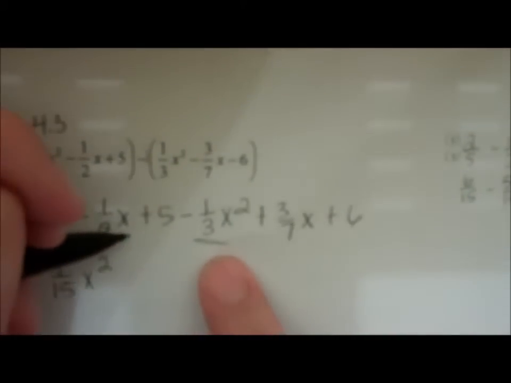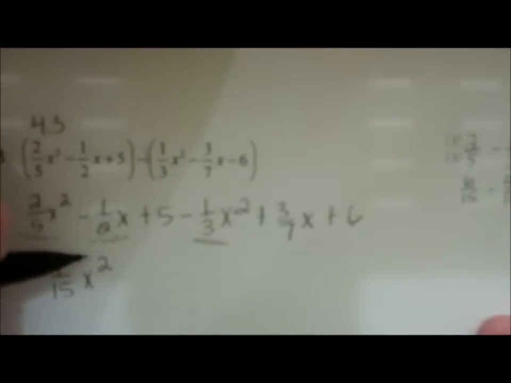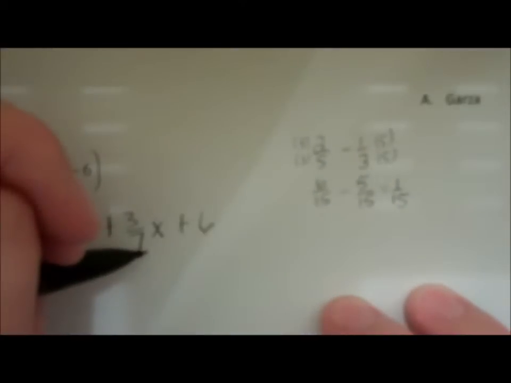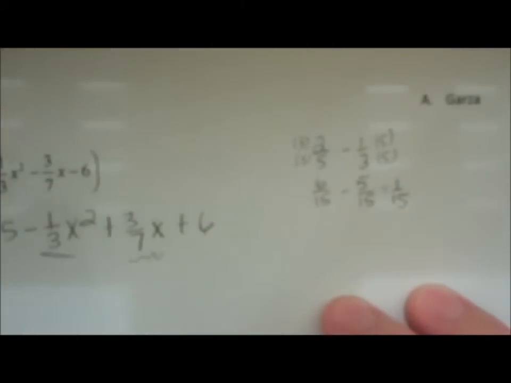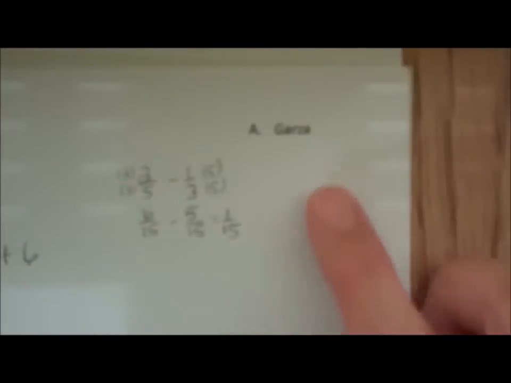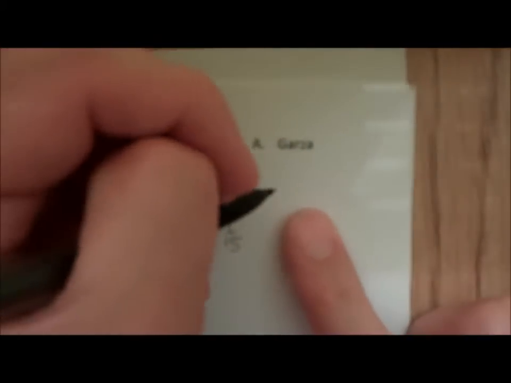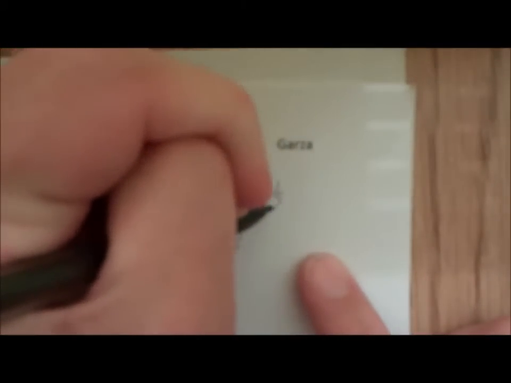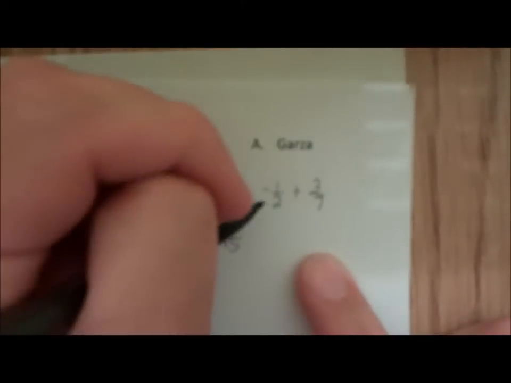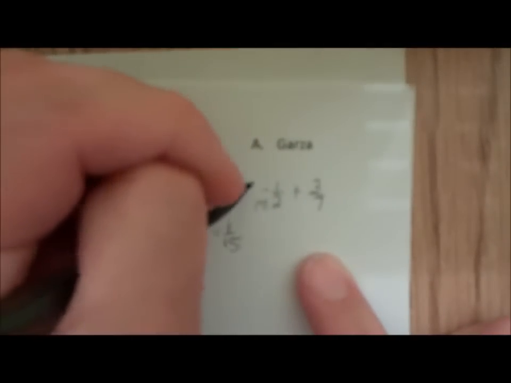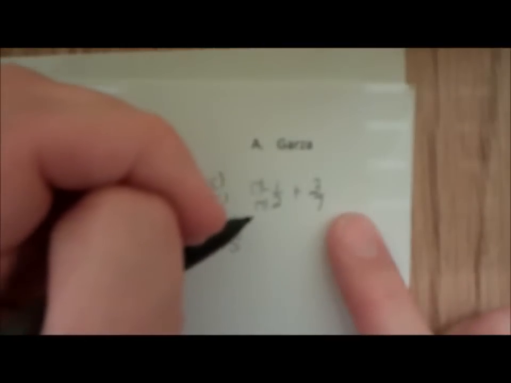Now I'm going to go back. Here's an x here, -1/2 x. Here's an x here, positive 3/7 x. So I'm going to go over here and I'm going to rewrite it. I need a -1/2 and a positive 3/7. I'm going to multiply the bottom here by 7, top by 7. For this one, I'm going to multiply the top by 2, and the bottom by 2.